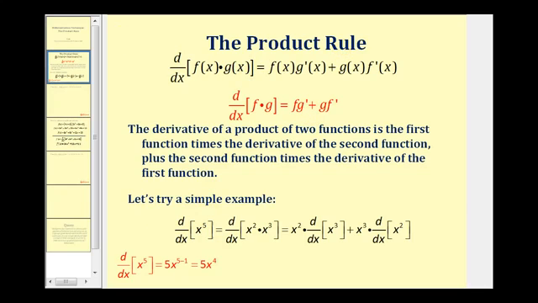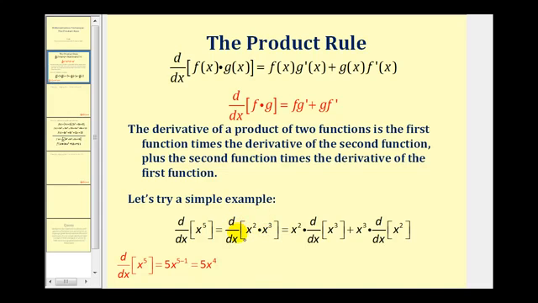at a simple example. We know the derivative of x to the fifth, applying the power rule, would be 5x to the fourth. But if we wanted to, we could write x to the fifth as a product of two functions. We could write this as x to the second times x to the third.